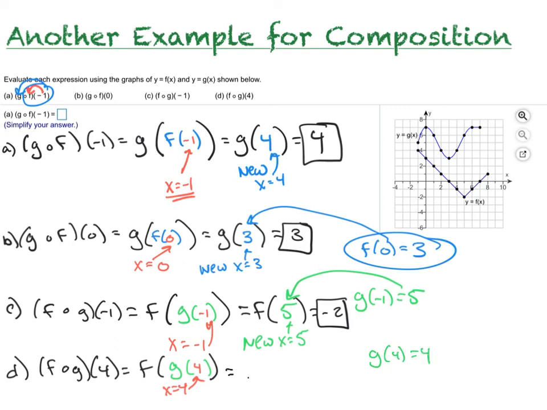So this will give us f of 4. So from this, our new x is 4. And we wanted to figure out what f is now. So x is 4. f down here is the negative 1.